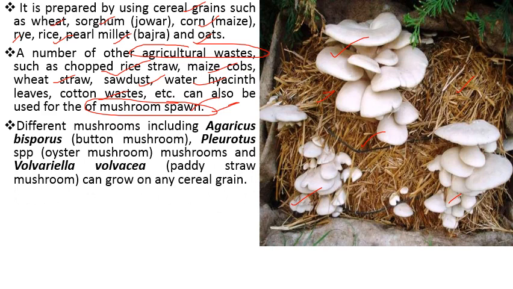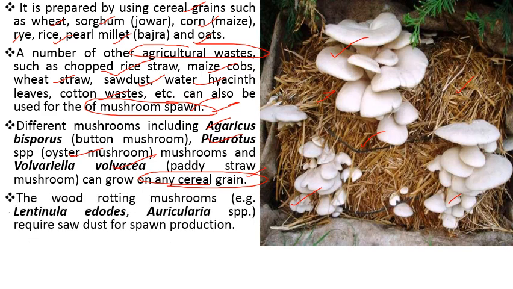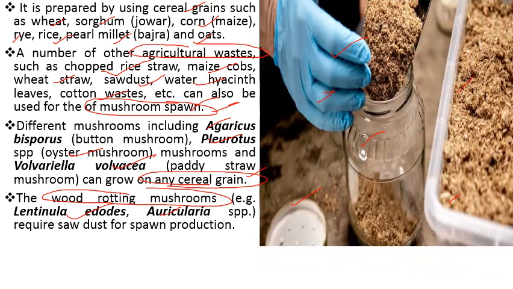So different mushrooms, like we have most commonly grown button mushroom, that is Agaricus bisporus, then Pleurotus species commonly known as oyster mushroom, then we have Volvariella volvacea, which is commonly known as paddy straw mushroom, that can be grown on any cereal grains. So इनके जो spawns हैं that can be grown on any cereal grains. Then we have some wood rotting mushrooms like Lentinula edodes and Auricularia. These require sawdust for the spawn production. तो इसके लिए हम जो wooden dust है, sawdust है, उसको use करते हैं for the spawn production.